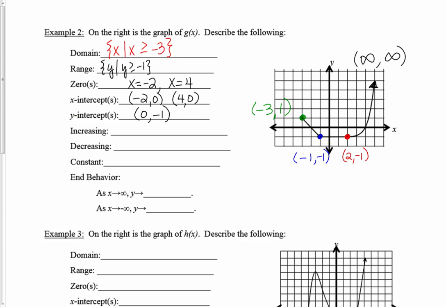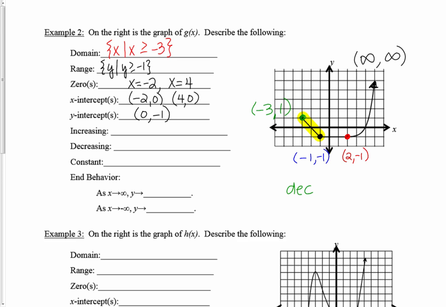All right, let's do the intervals. So for increasing, decreasing, and constant, remember that I have to go from left to right. So I'm going to start at the leftmost point on my graph. As I'm traveling to the right, I was going down. So for this first part, I'm going to say I was decreasing.